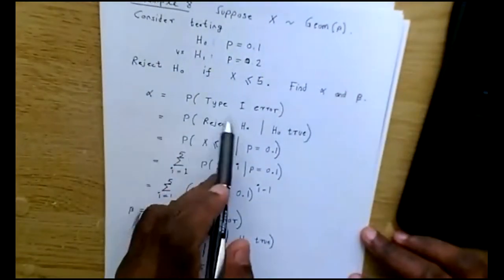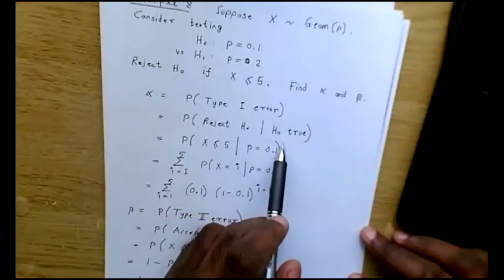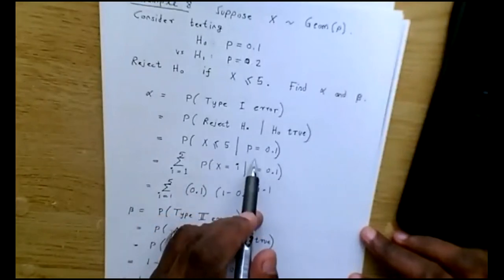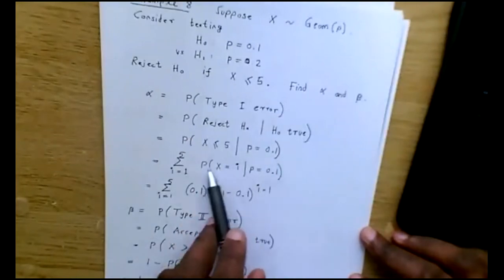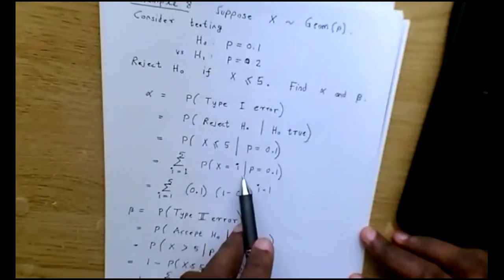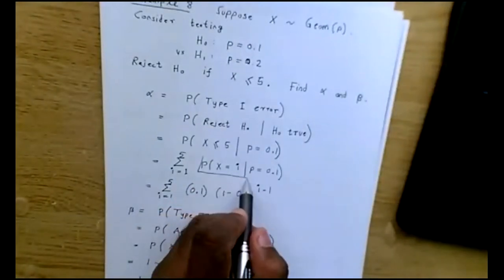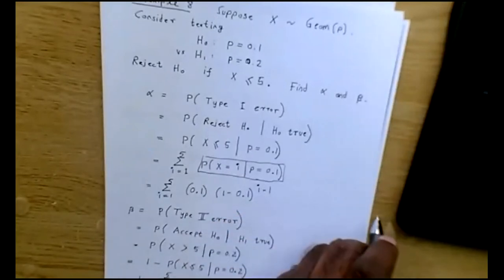To find alpha, that is the probability of type one error, which is the probability of rejecting when H0 is true, right? So it's the probability that X is less than or equal to 5 when P is 0.1. And this probability you can write as the sum of the probabilities X equal to i for i from 1 to 5, yeah? And now this is the probability mass function of a geometric random variable.